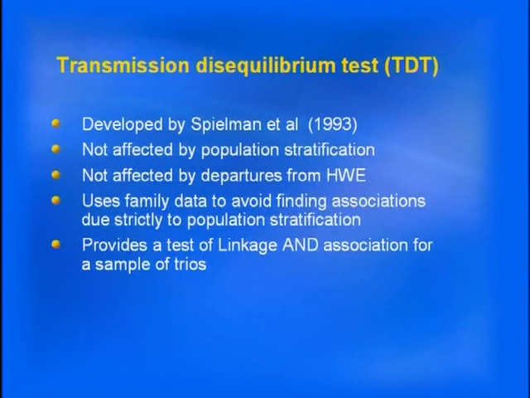As I said, in part, this came as a response to this concern over population stratification. It's also nice because it's not affected by departures from Hardy-Weinberg equilibrium. Again, two things that we need to be concerned with in our association studies. And in a sense, what we're doing is using smaller sets of related individuals, and when I say smaller, smaller than big extended kindreds, to look for these associations between a particular allele and our outcome or disease of interest.